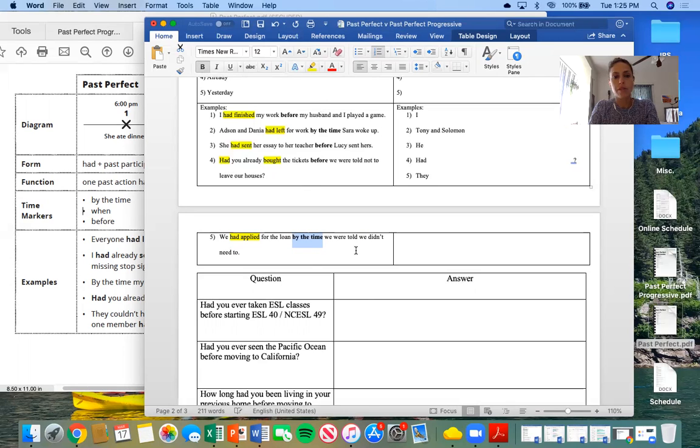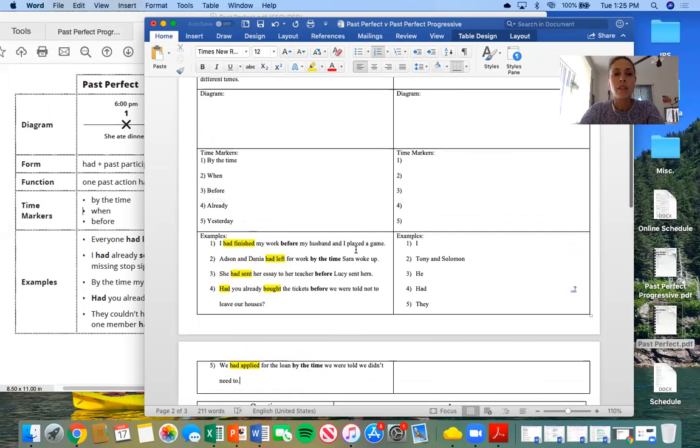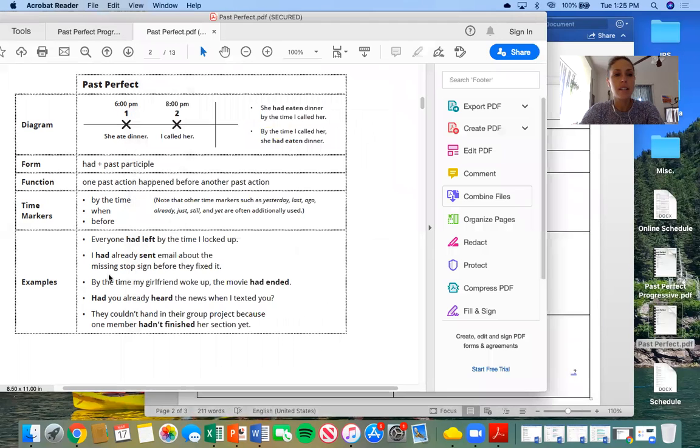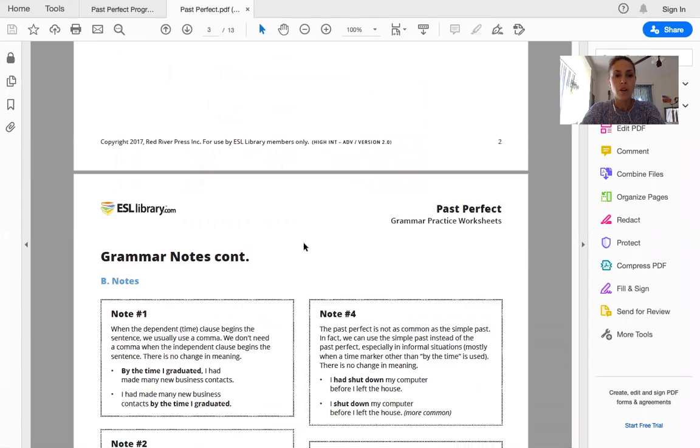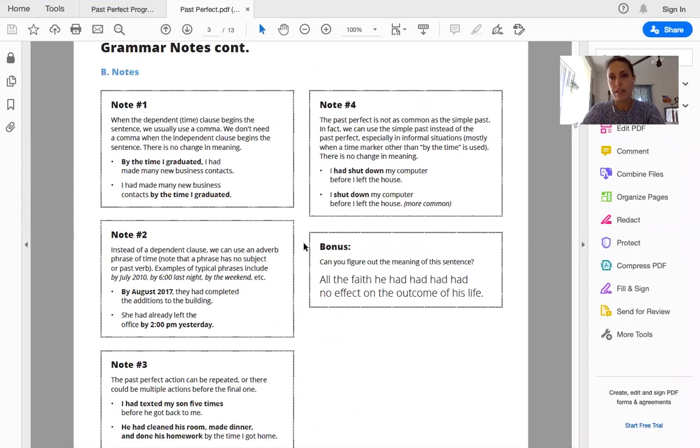Good. We were told. We didn't. Beautiful. So you guys can see that this past perfect, let's keep going through this though, because this is so useful. So let's go through some of the grammar notes on this.